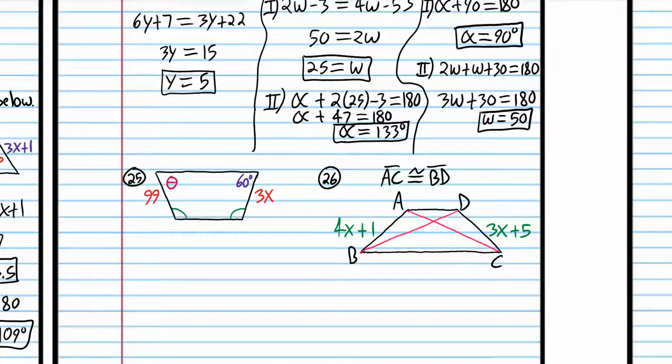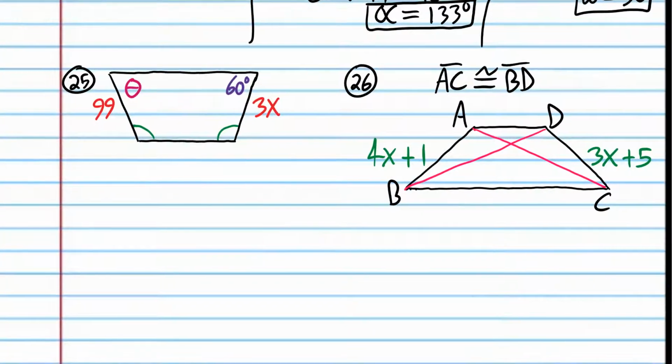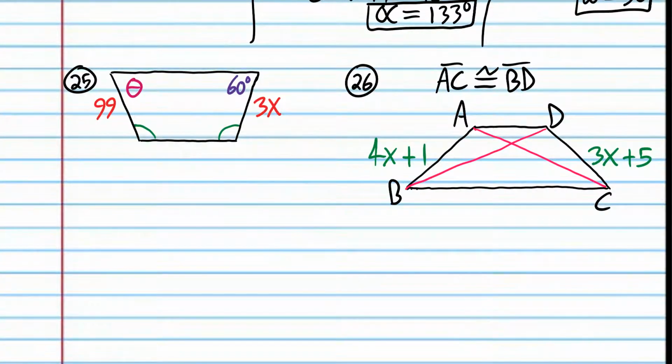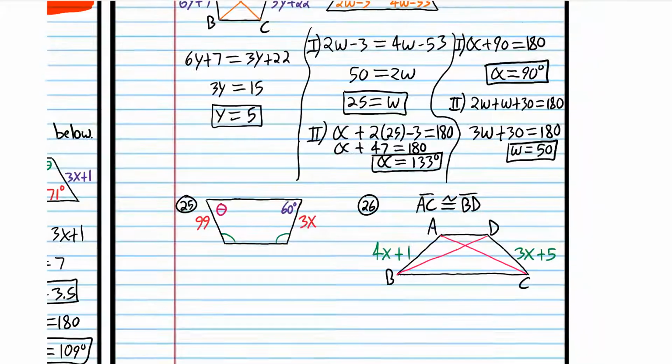All right, on to 25. This is the theorem where you're going to have to use, if one base angle pair is congruent, then that proves that it's an isosceles trapezoid. So try 25, and when you come back, we'll do it together.